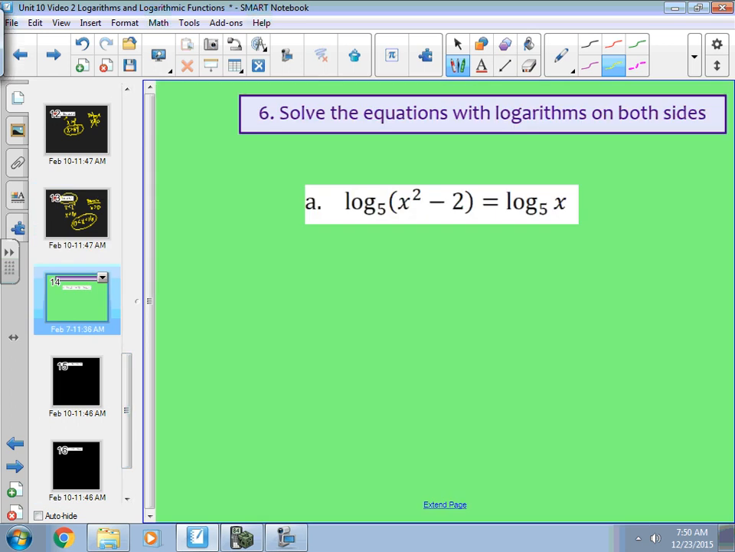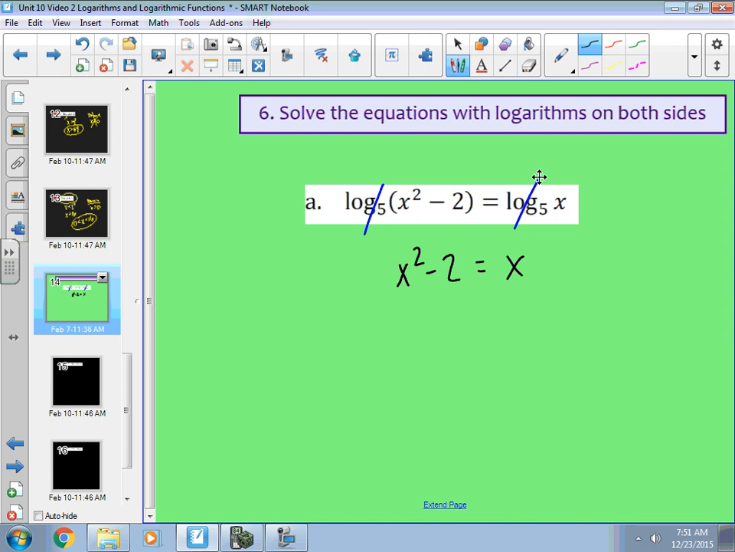All right, last problems. These are just some solving ones where you're going to be doing some solving with logs. Now, one thing you should know about logs as we go here: if you have the log of the same thing on both sides of the equation, that means you can just drop them out. As long as it has the same base number, you can just cancel them, and what you're left with is the two things you're taking the log of. So we should be able to solve this problem.